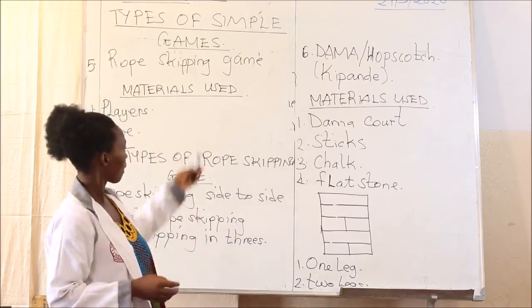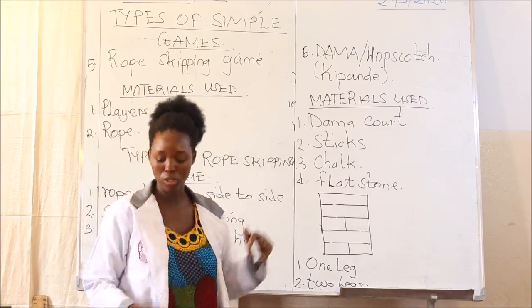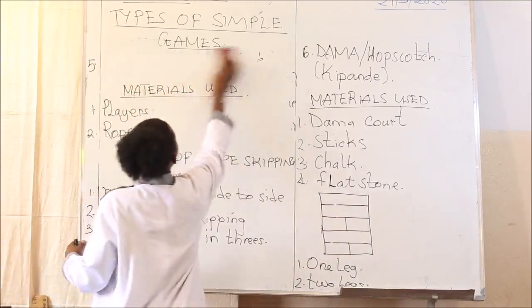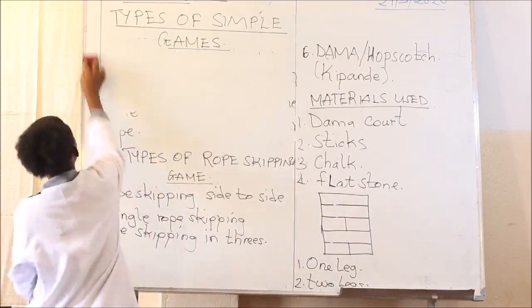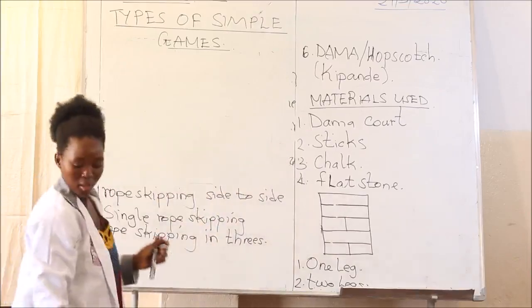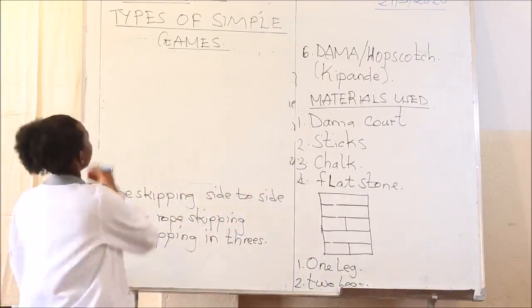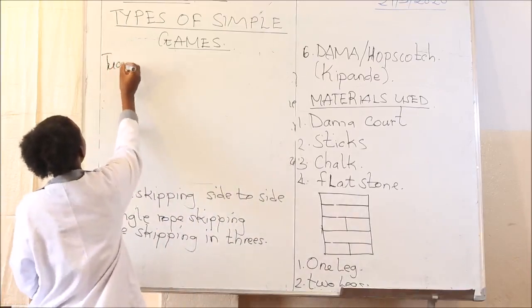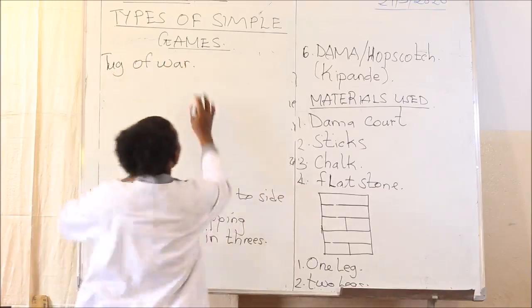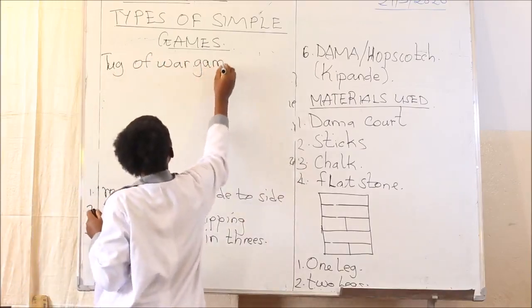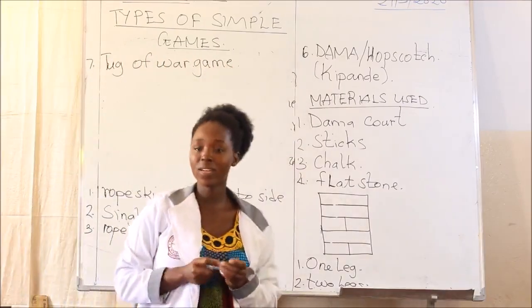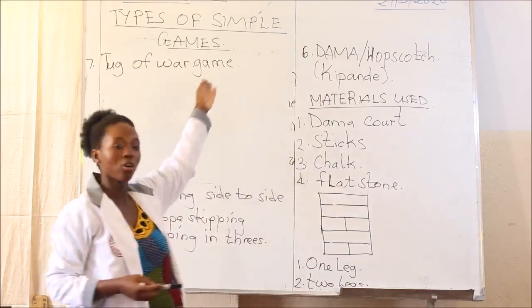Now, after seeing dama or hopscotch, let us go to another type of simple game. The last one is tug of war. This is number 7, tug of war game.